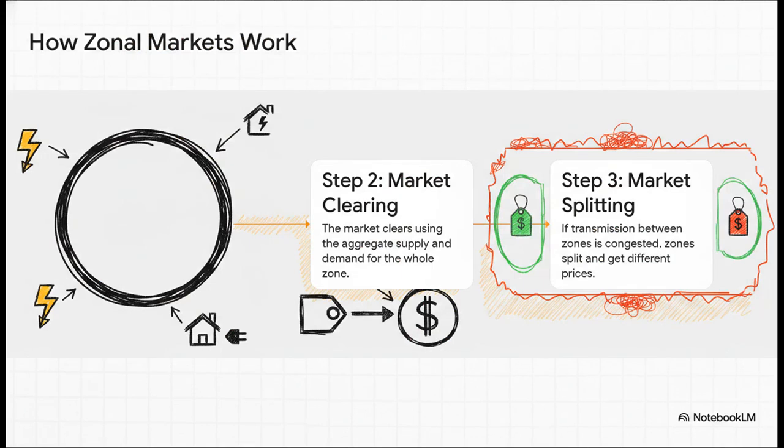So how does it work? Well, it's pretty straightforward. Power plants and big consumers, they all submit their bids for the entire zone, not for where they're specifically located. The market then just crunches the numbers and spits out one single price for that whole area. The only time you see different prices is when the big transmission highways between the zones get clogged up. When that happens, the zones split, and suddenly you've got different prices.